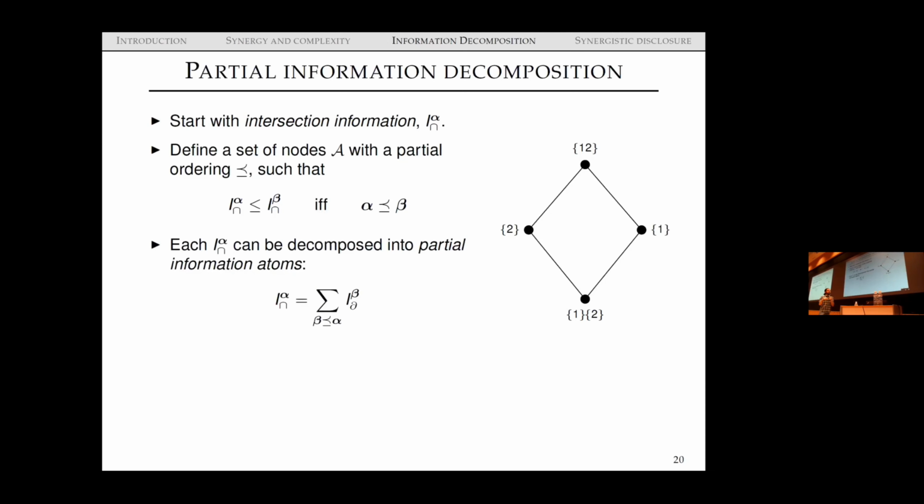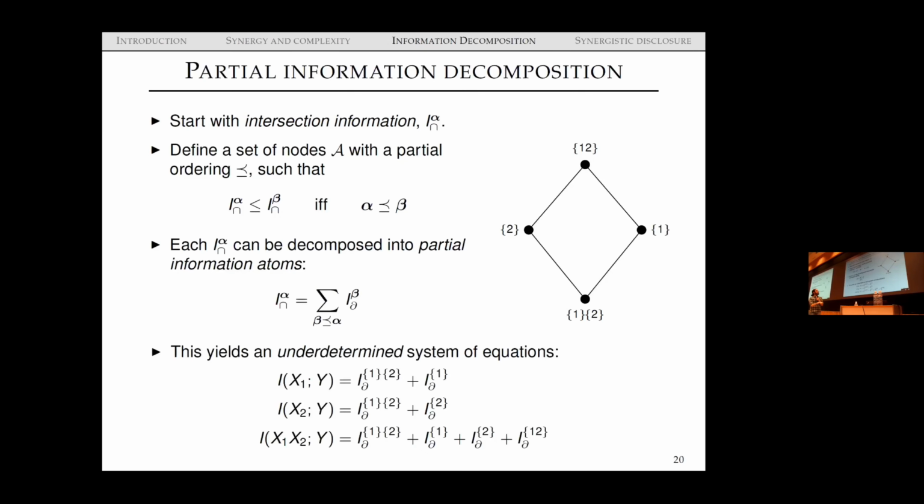And then you do this sort of Möbius inversion to get the partial information atoms. And then overall, this yields this underdetermined system of equations. And this is why this thing is really problematic, right? Because we have these 4 atoms of redundancy, unique, and synergy. That's 4 quantities, but Shannon theory gives us 3 of them. So it gives us these 3 mutual informations. So we have 3 equations and 4 constraints. Sorry, 3 constraints and 4 unknowns.